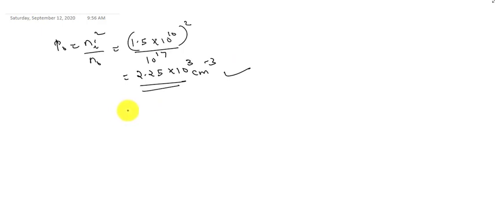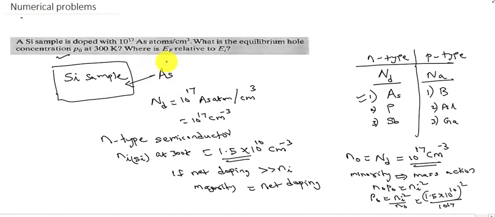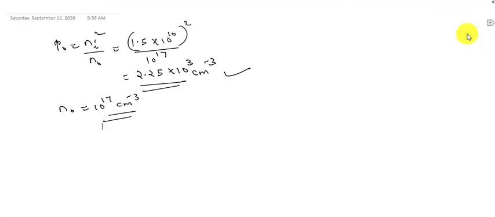So we have calculated the equilibrium electron concentration and hole concentration. The N0 value is 10 raised to 17 centimeter raised to minus 3. Also, the question is asking where EF is relative to EI. So what is the value of EF? Where is the location of EF? We have to find the location of EF. Since this semiconductor is an n-type semiconductor, we have to draw the band diagram of n-type, that is EC and EV, and EI will be in the middle of the band gap.